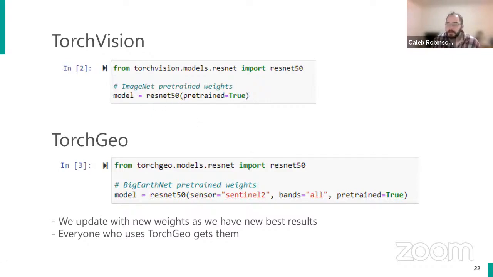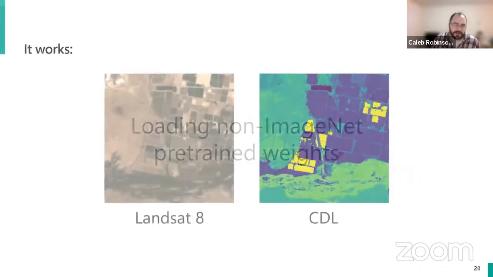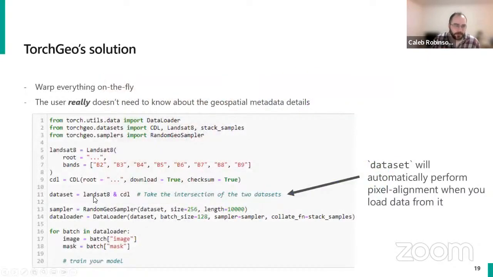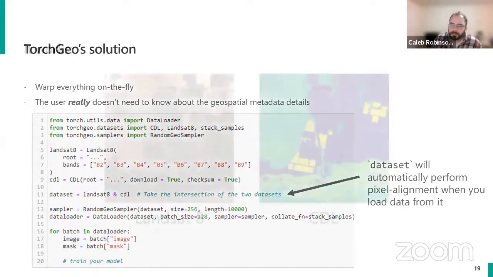I see in the chat, can one define which of the images to be aligned is the source? I don't know if you can define which image is the source, but you can define the CRS and resolution that everything gets warped to. And I believe the first image that the intersection data set runs into, for example whatever the first patch in Landsat 8, will be taken as the default if you don't provide one. Great.